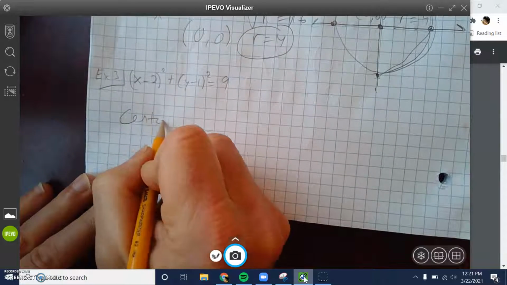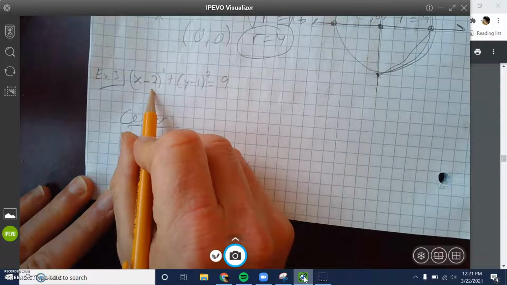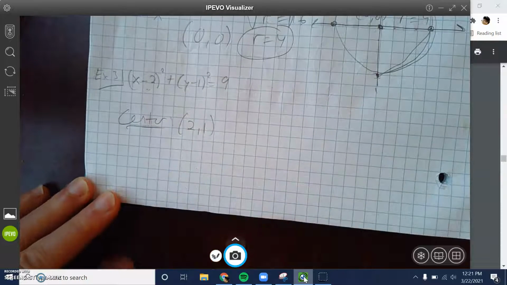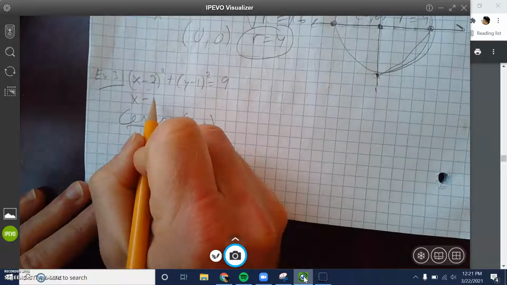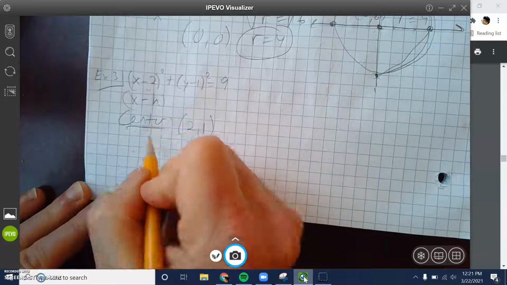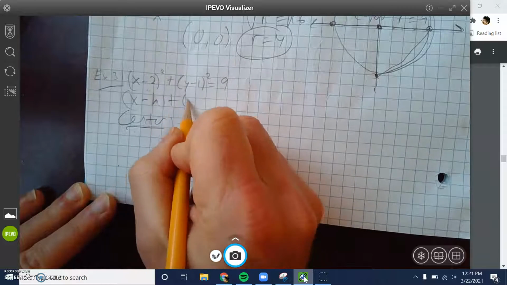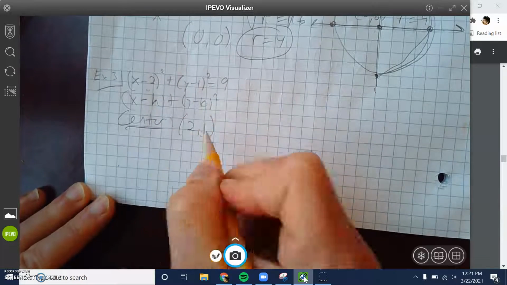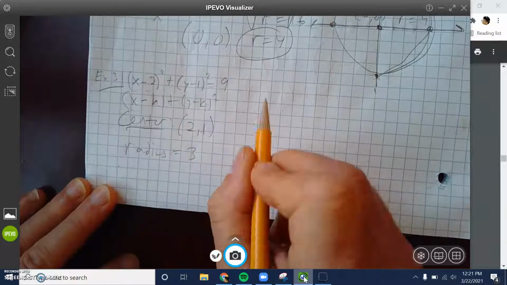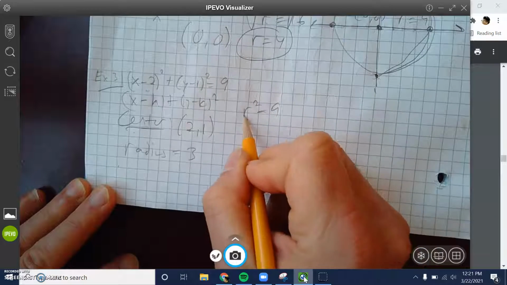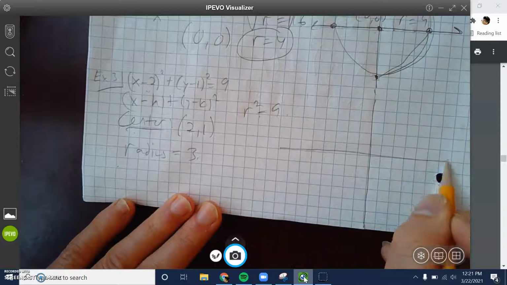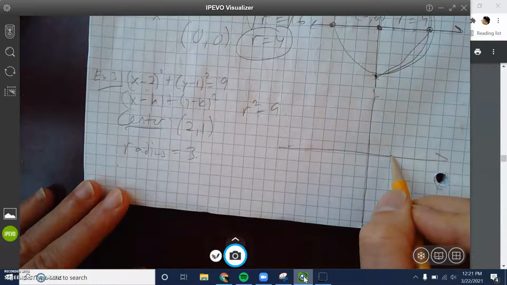Center is what? Yeah, (2, 1), because x minus 2 is the same as x minus h, and h is our x-coordinate. And y minus k is 1. There we go. What's the radius? Yeah, 3. Why? Because r squared equals 9. 3 times 3 is 9. Cool, got it. So let's graph it. Go ahead and do it on your own. What do you get? All right, center is at (2, 1).